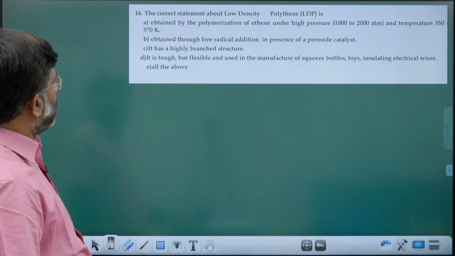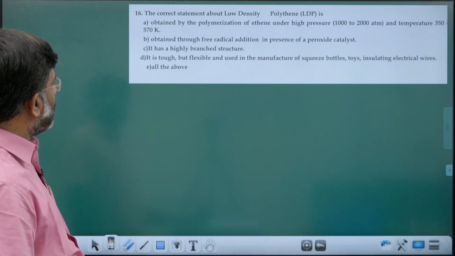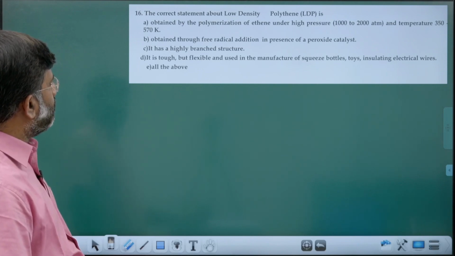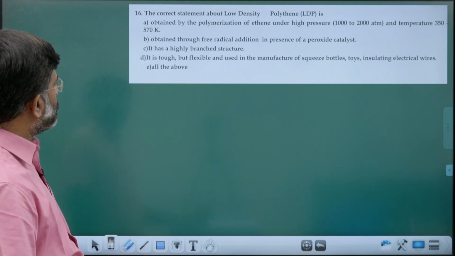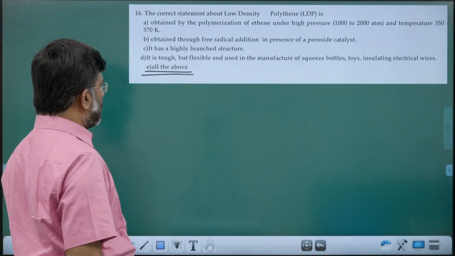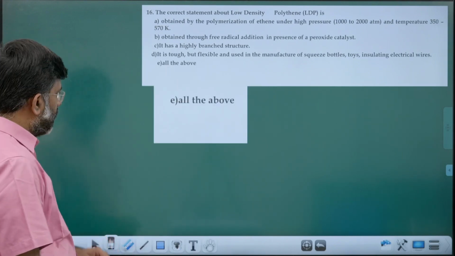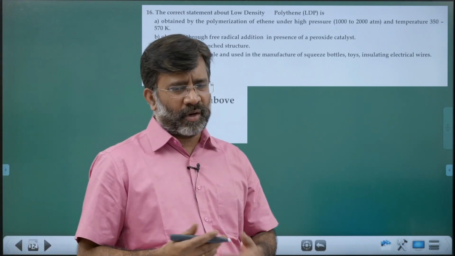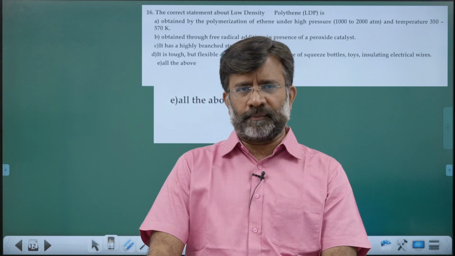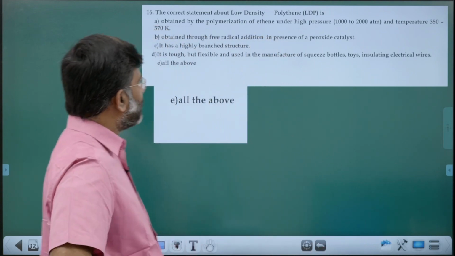Correct statement about LDP. Option A, correct one. Option B, correct one. It is all the above. All are the correct statements regarding LDP. They are all statements, you have to go through them, strictly picked from the textbook. That's all. Okay. Next one.